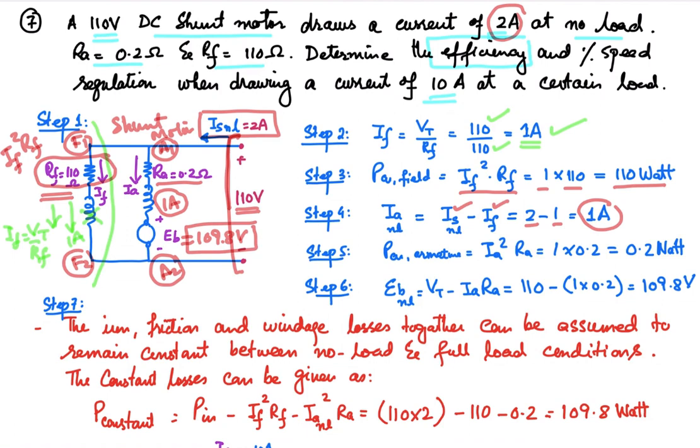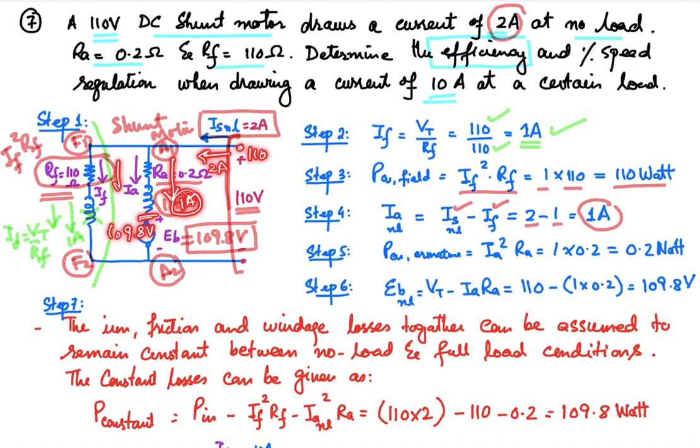And because of this difference, 110 volt over here and 109.8 volt over here, the current is going to flow, and that is going to be 1 ampere in this particular state, when the total current from here is 2 ampere.